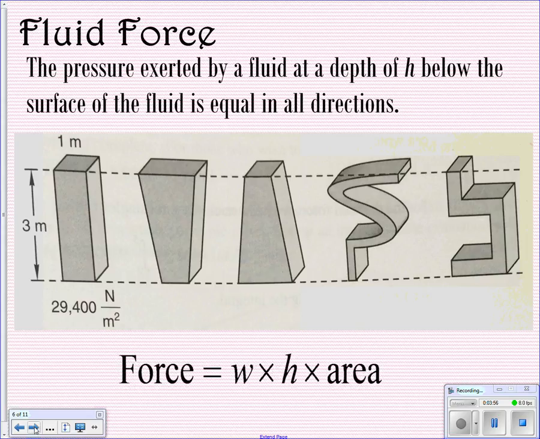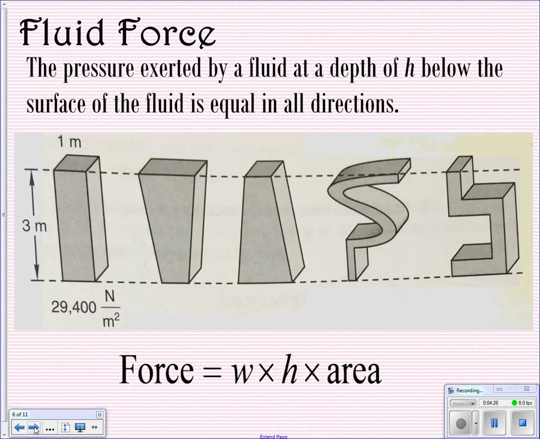So looking at our formula for force, it's the W, which is the weight density, times the height, which is the H, and then times the area. And the H is going to be the depth of the fluid. It's always going to the top of the fluid or to where it's getting moved. We'll look at when the fluid gets moved in a later lesson.